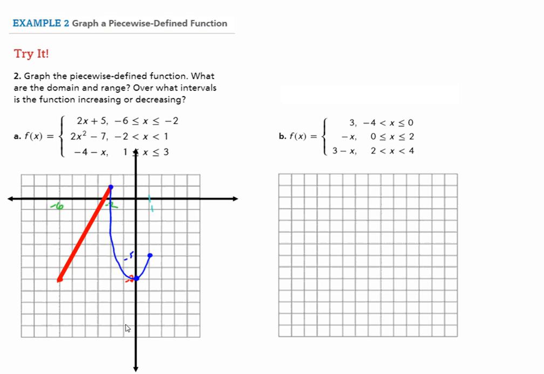Okay. And then I have another line, -4 to -x from 1 to 3. So I'm going out to 3 this time. I'm just looking in there. I'm looking at my different domains. And I'm on the line -4 to minus x.